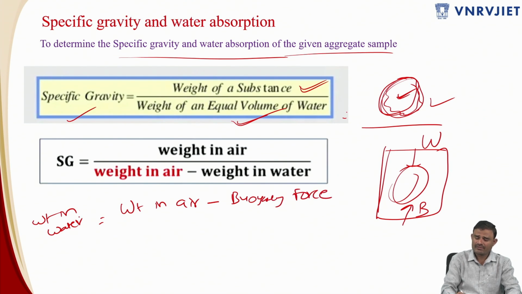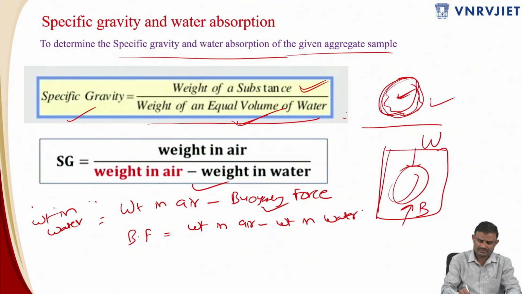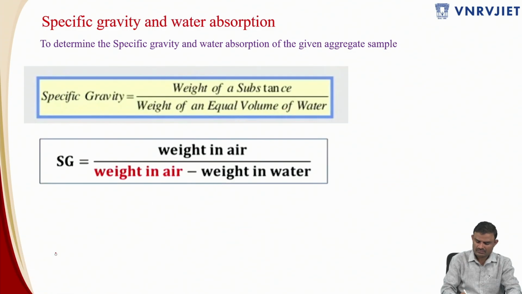Now we are looking for this buoyancy force. The weight of the equivalent volume of water is the buoyancy force. Therefore buoyancy force BF is equal to weight in air minus weight in water. So that is being represented here, and this is what specific gravity is. That is the definition of specific gravity.